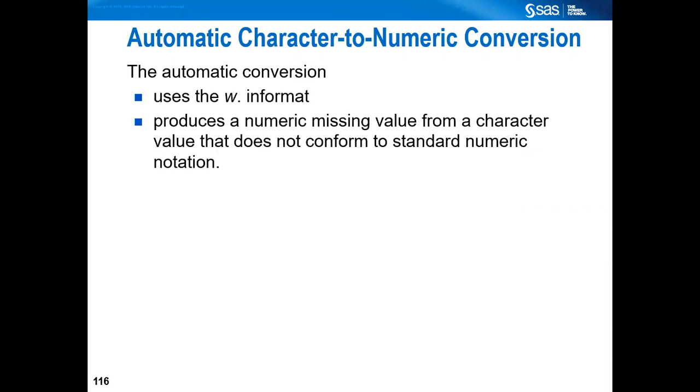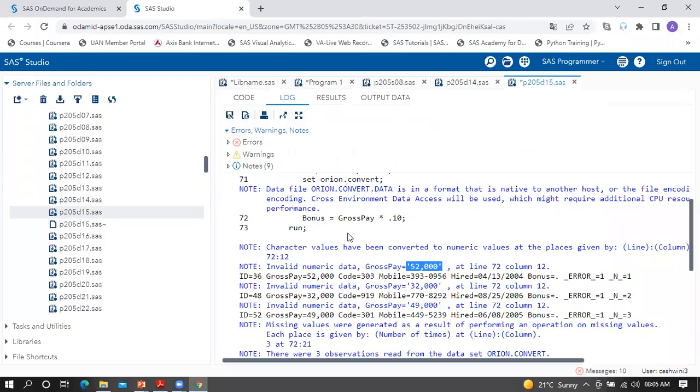Whenever SAS performs automatic conversion, it always uses the w.informat. It produces a numeric missing value from a character value that does not conform to standard numeric notation. In our example, if you have observed, your gross pay values, though they are numbers, are saved as character, but these values do not conform to standard numeric notation. If you remember, we learned about reading raw files and informat instructions. So what is standard data and what is non-standard data? Standard data means no special instructions are given to SAS to read those values. But here, this data has some special signs which SAS will not be able to read automatically. Hence, this becomes a non-standard value.